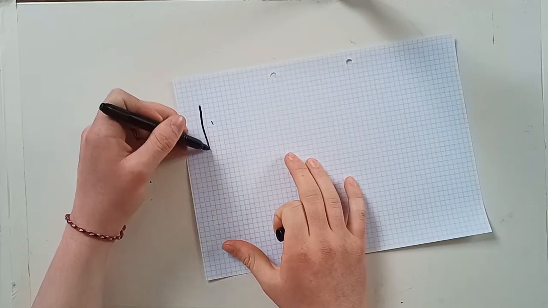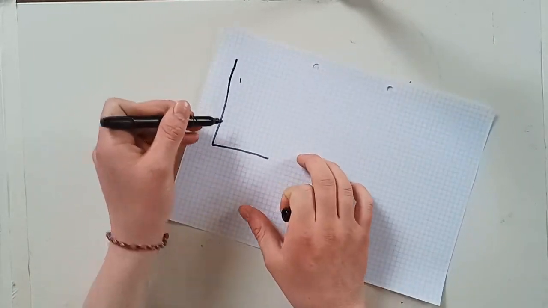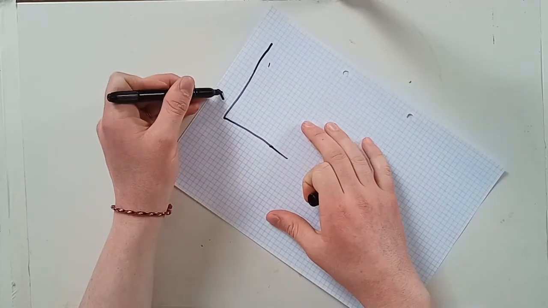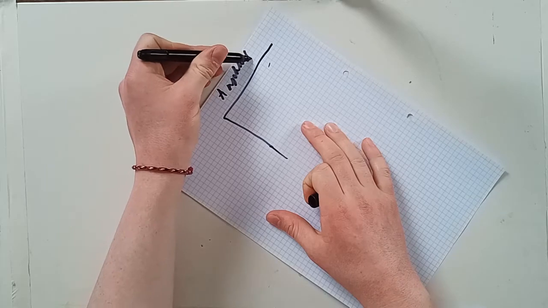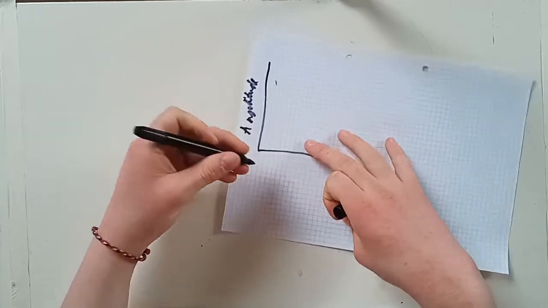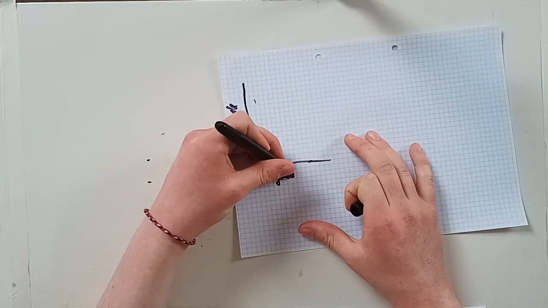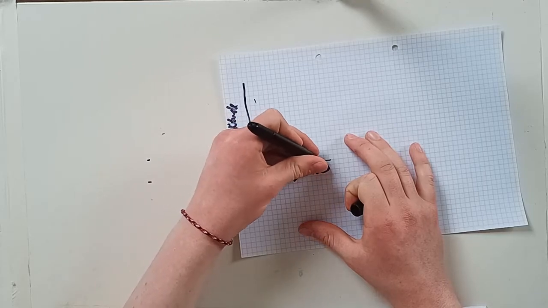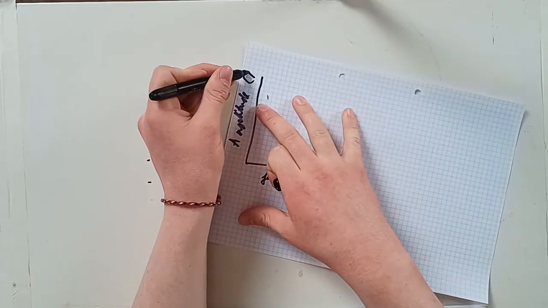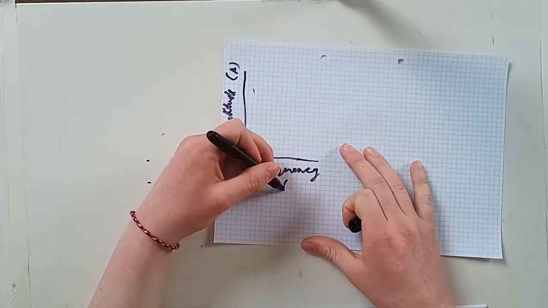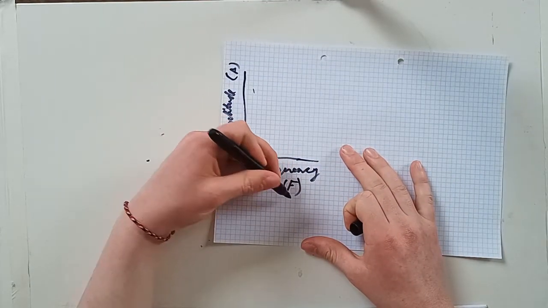So if you remember the graph, we had amplitude, and we plotted it against frequency. And for the rest of this video, I'm going to shorten that to A and F respectively.